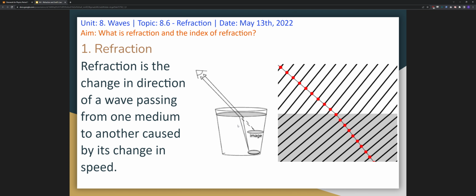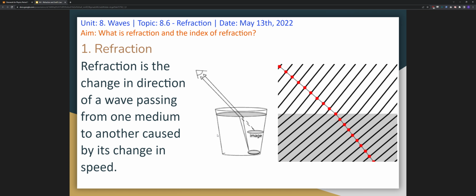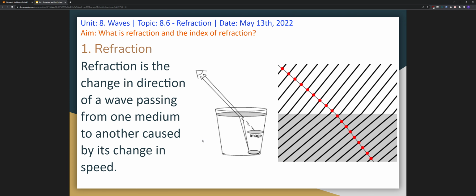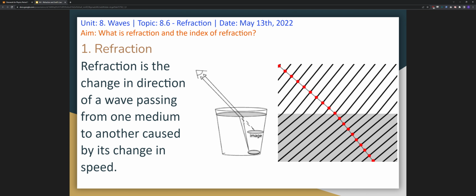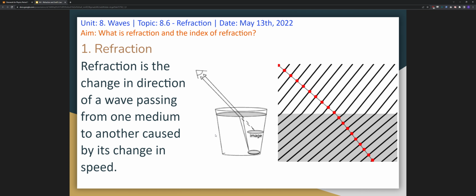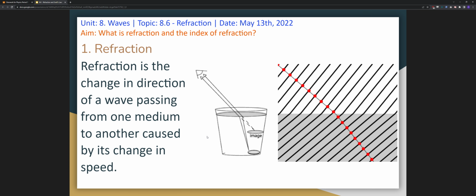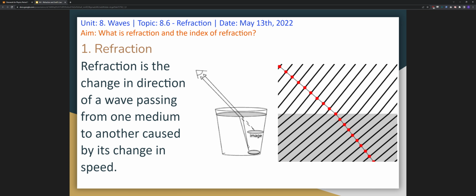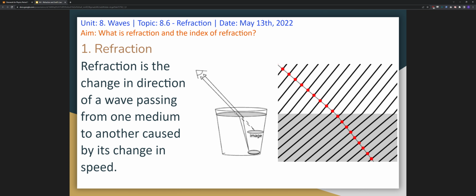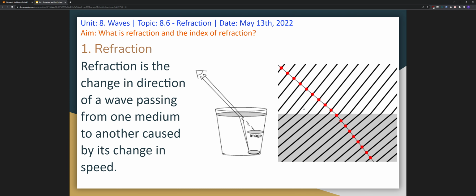And so this is called refraction. Refraction is the change in direction of a wave when it passes from one medium to another. And a medium is whatever a wave travels through, right? That's the definition of a medium. It could be air, it could be water. Water would be your medium in this case, and then it'd be air on top. So a medium is pretty much anything a wave travels through.